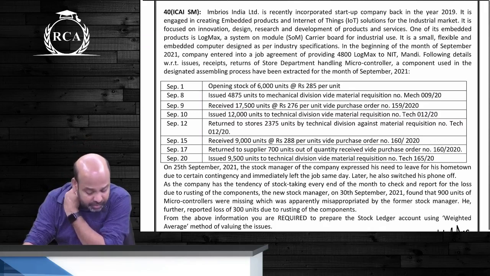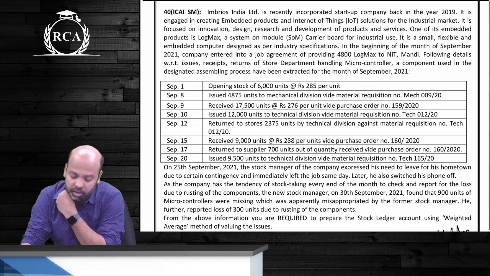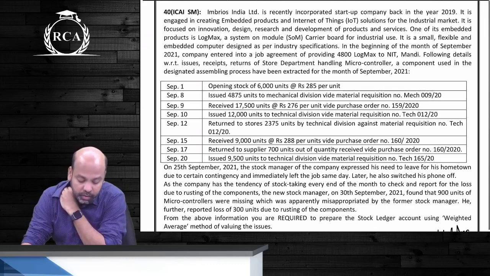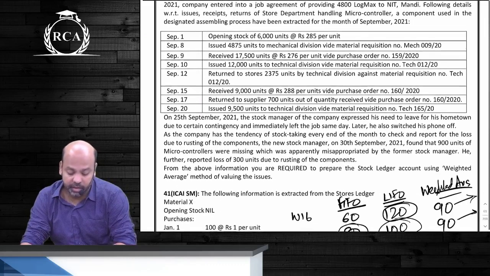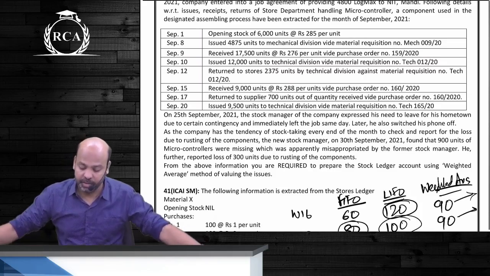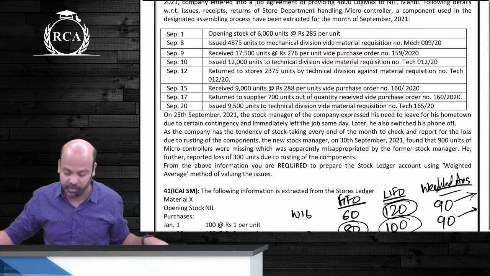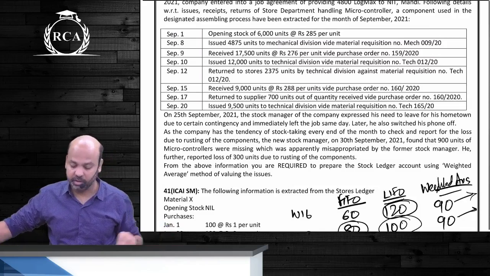On 25th September 2021, the stock manager of the company expressed his need to leave for his hometown due to certain contingency and immediately left the job same day. Later, he also switched his phone off. As the company has a tendency of stock taking every end of the month to check and report for the loss due to rusting of components, the new stock manager on 30th September found that 900 units of microcontrollers were missing, which was apparently misappropriated by the former stock manager.